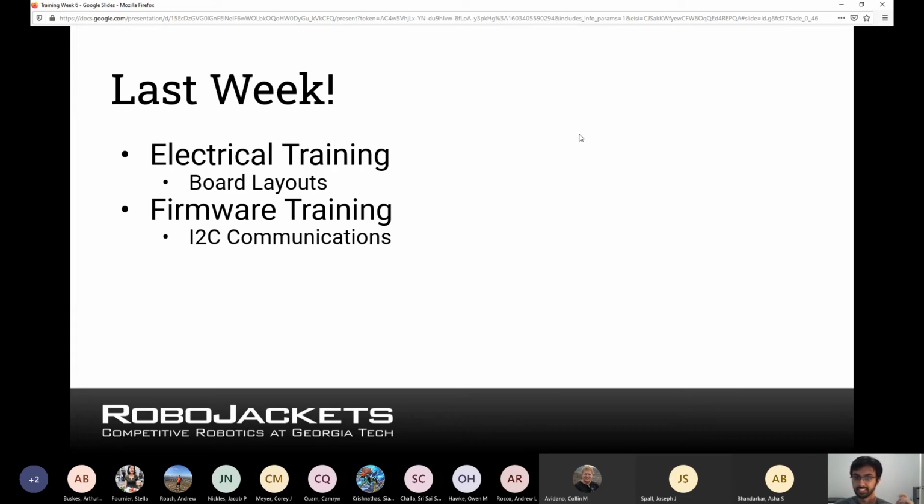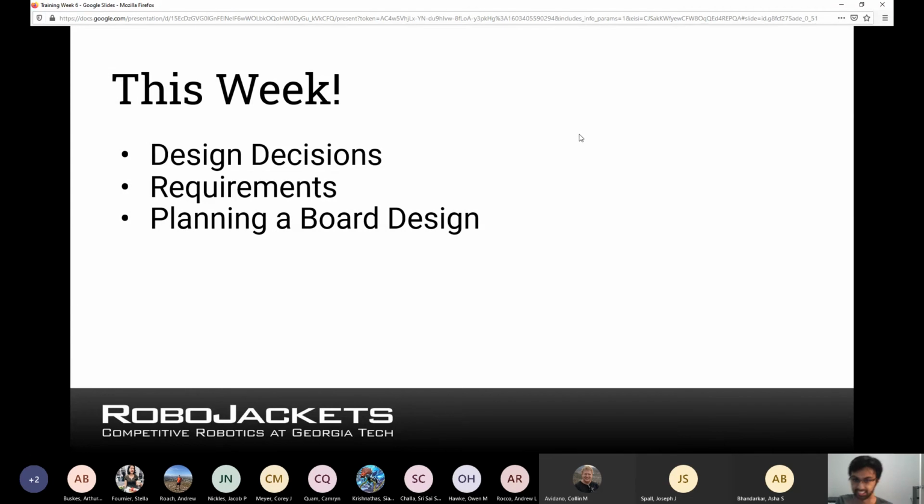So last week, it was split up in electrical and firmware training. In electrical, you covered laying out your circuit boards. In firmware training, we talked about some communications, and specifically we did a lab on I²C. And this week, we're going to talk about the design decisions that you would make when you're building a circuit board, how to choose those requirements for your circuit board, and then overall planning for your board design.